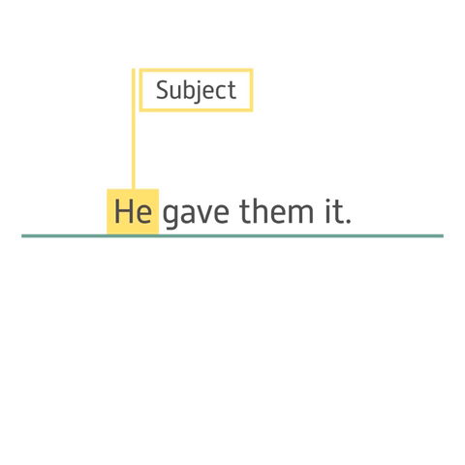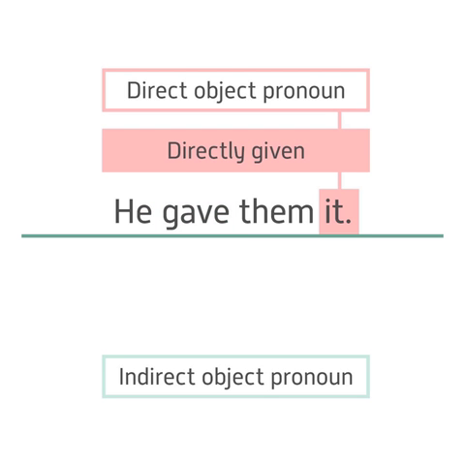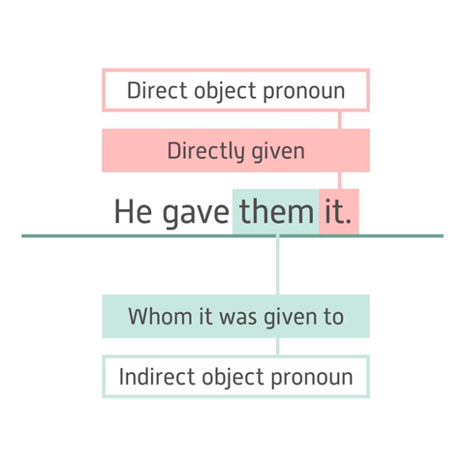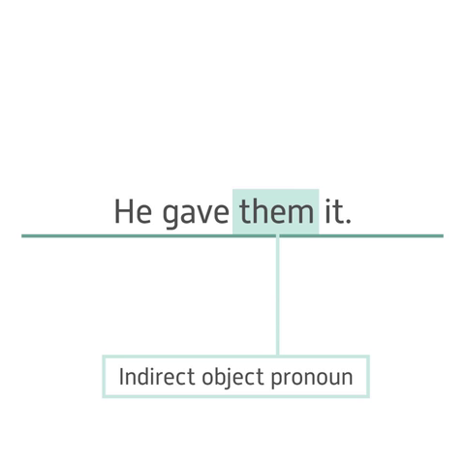The subject of the sentence is he. The verb is gave. We're now left with two objects, it and them. Which is the direct object and which is the indirect object? Well, we know that the thing that was directly given was it. The people to whom it was given was them. They were indirectly given the direct object. So, them is the indirect object pronoun.